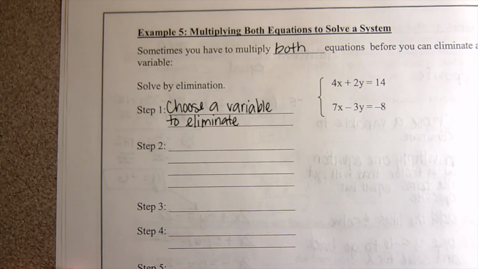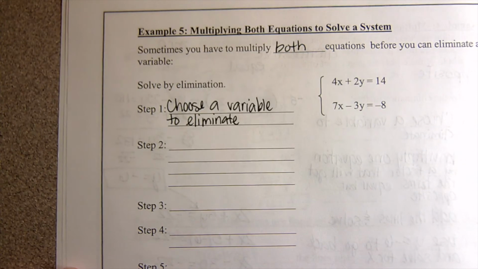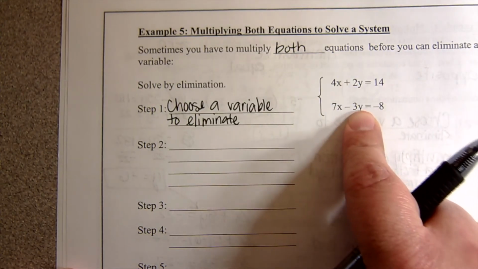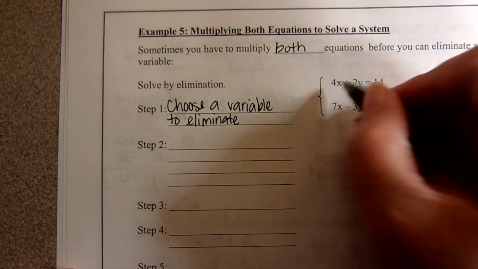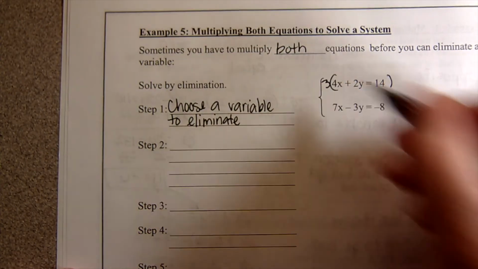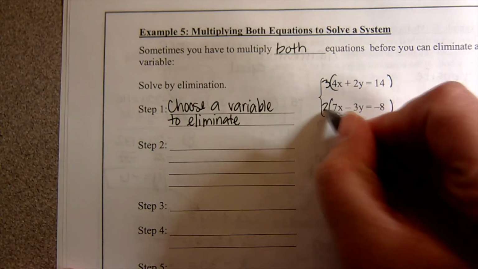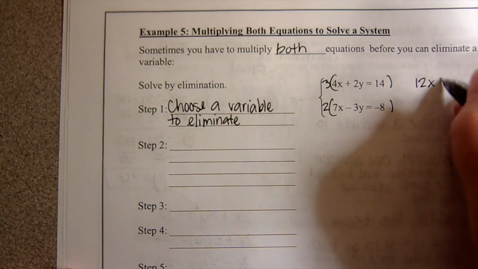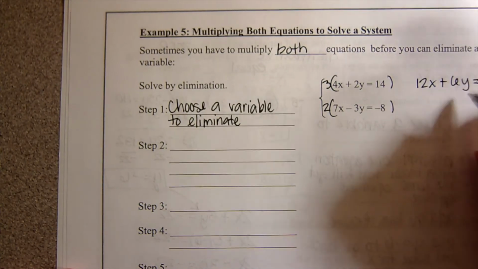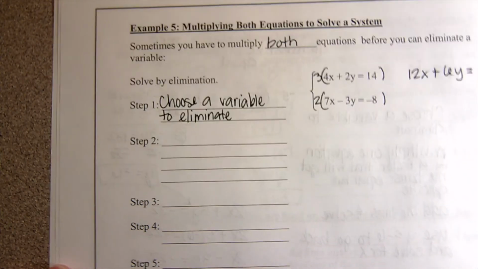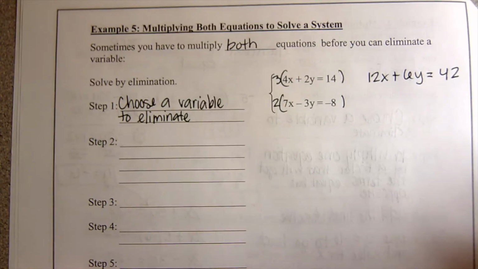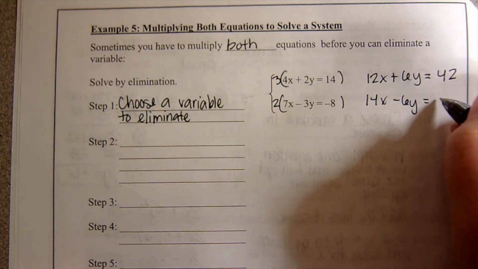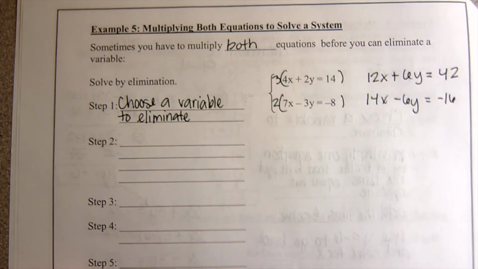So what is going to be the least common multiple there? 6. So I want to get both of these numbers to be 6. What do I need to multiply the top equation by? 3. And what about the second equation? 2. So this top equation is going to end up being 12x plus 6y equals 42. And the bottom equation is 14x minus 6y equals negative 16.